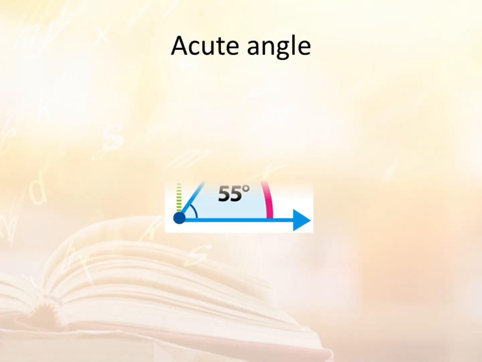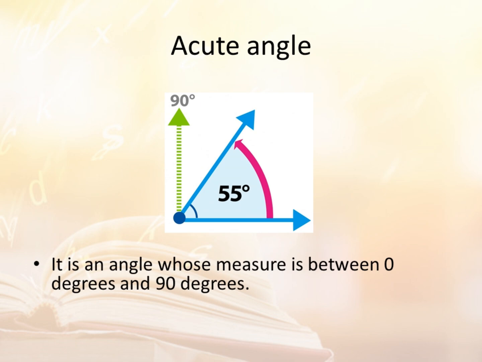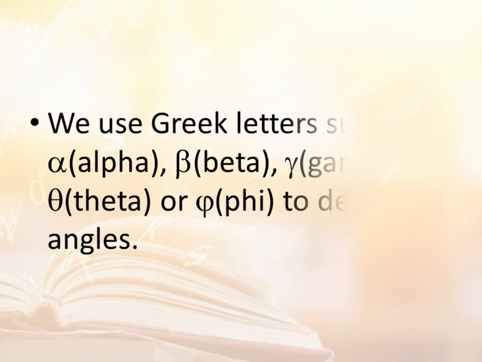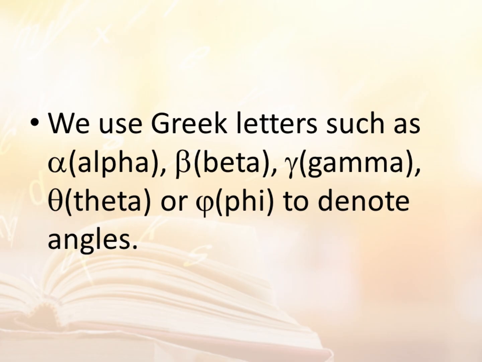Acute angle. It is an angle whose measure is between 0 degrees and 90 degrees. We use Greek letters such as alpha, beta, gamma, theta, or phi to denote angles.